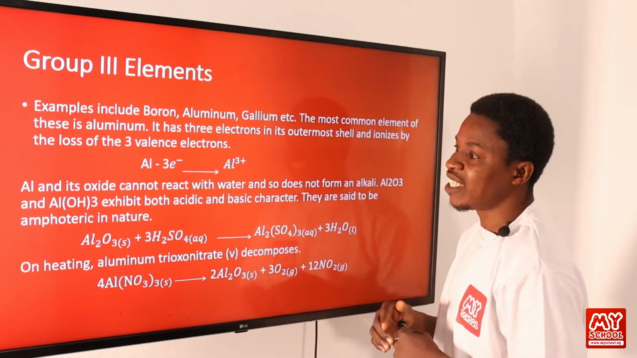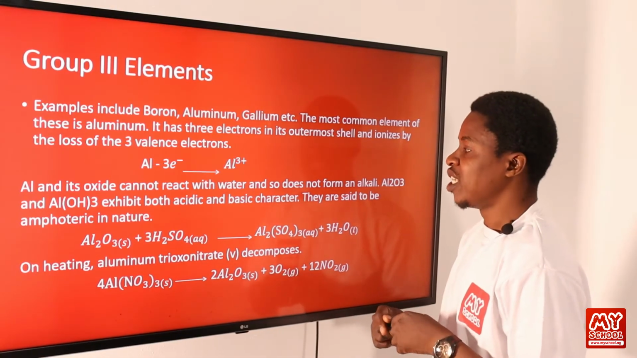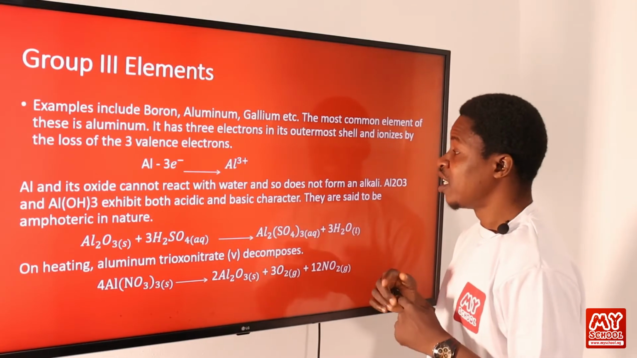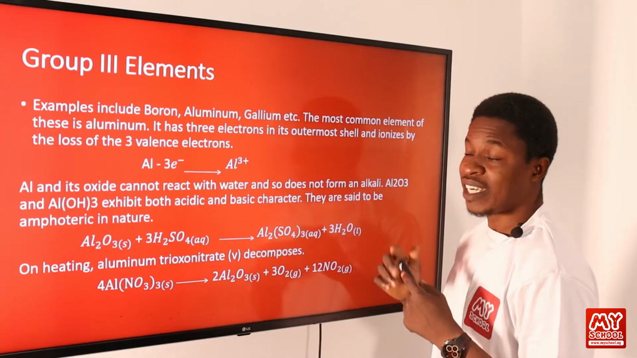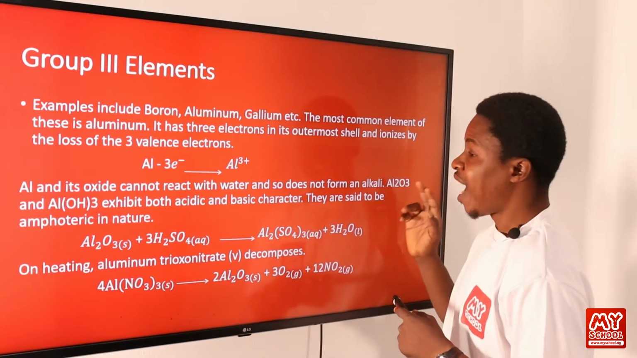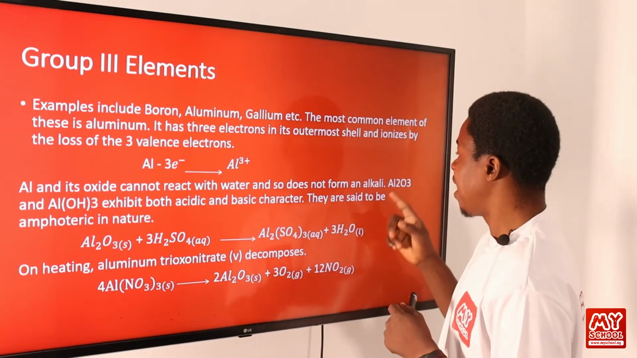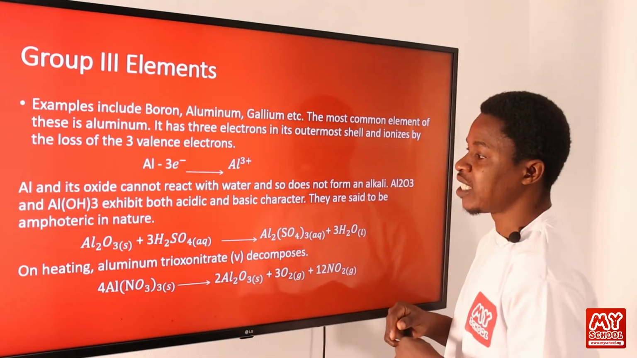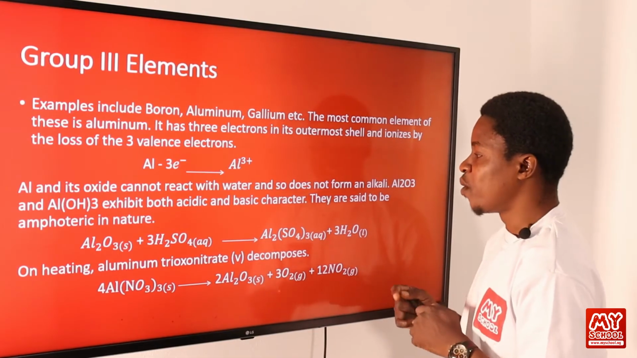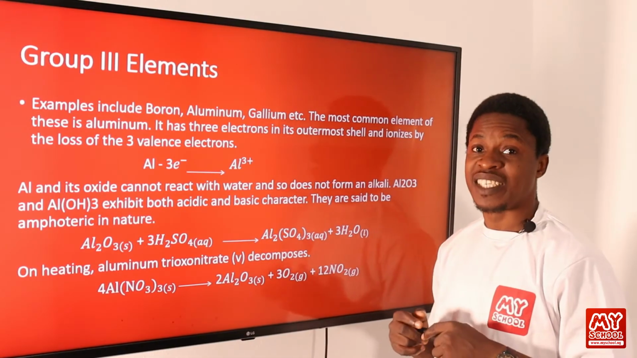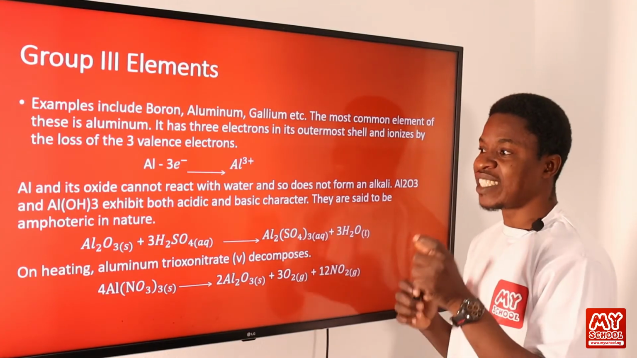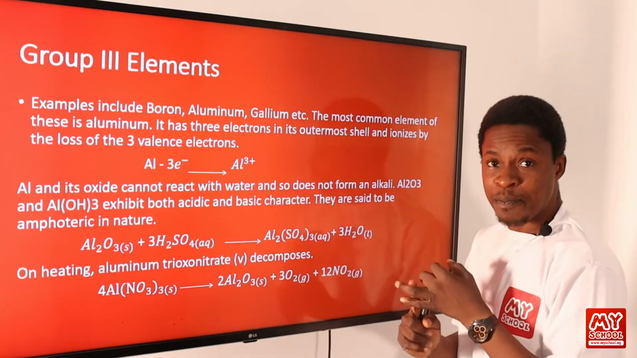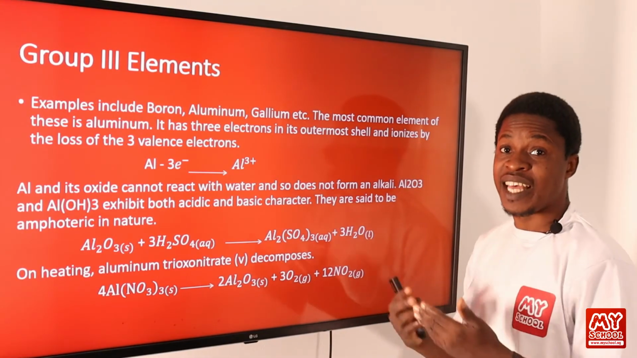Aluminium and its oxide cannot react with water, and so do not form an alkali. So we cannot refer to it as an alkali metal, because it does not form an alkali by reacting with water. Aluminium oxide, Al2O3, and aluminium hydroxide, Al(OH)3, exhibit both acidic and basic character, so they are said to be amphoteric in nature. Any compound that exhibits acidic as well as basic properties, we say it is amphoteric.